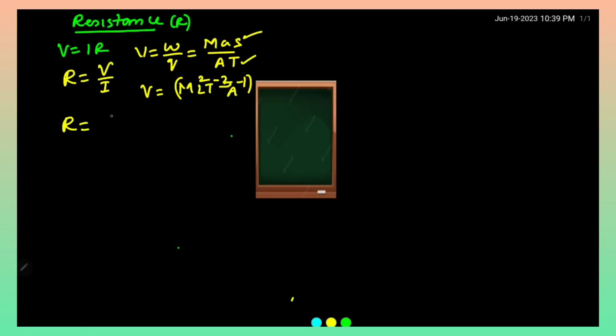So resistance is equal to potential, which is nothing but M L square T power minus 3 A power minus 1. Again I is there in the denominator. If you observe, this I becomes A in the denominator, it comes to the numerator, then it becomes A power minus 2. So therefore this is going to be the dimensional formula for resistance.